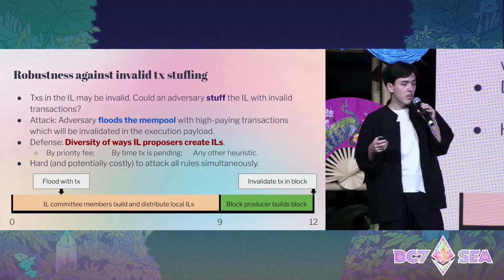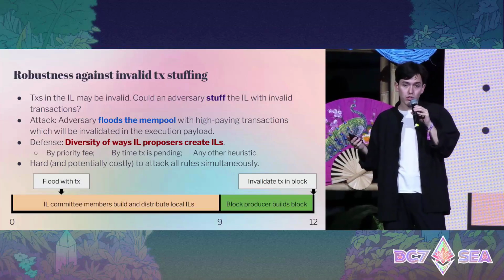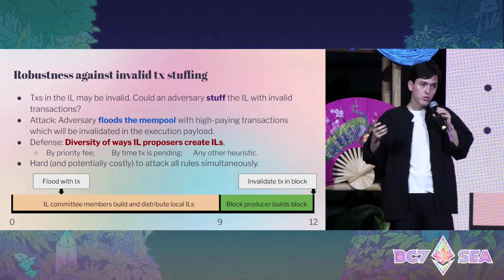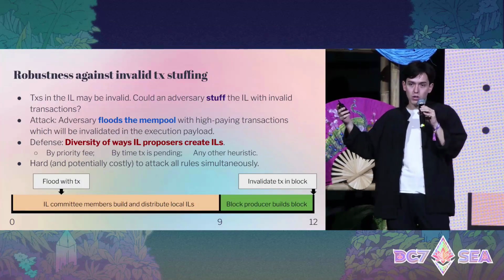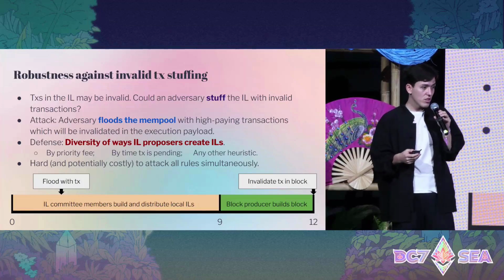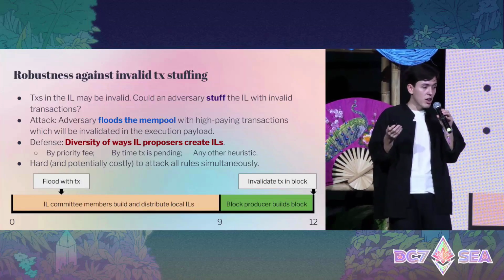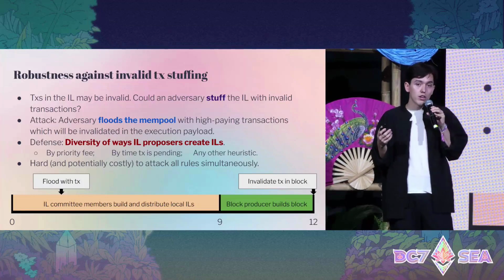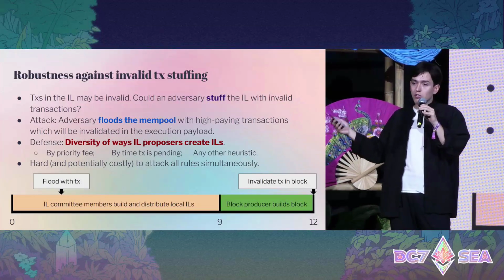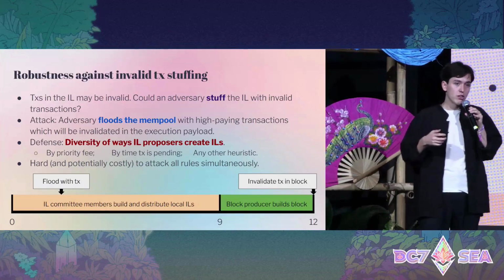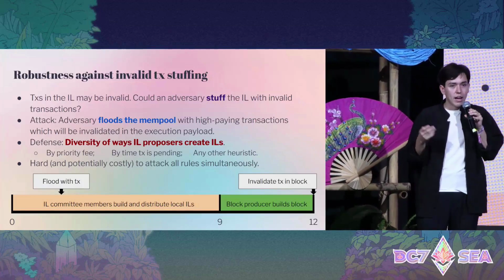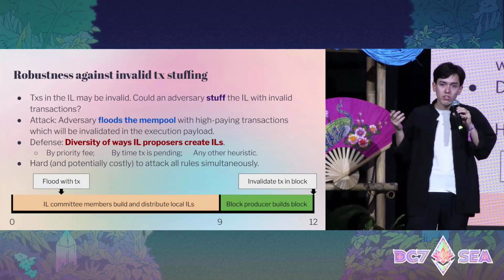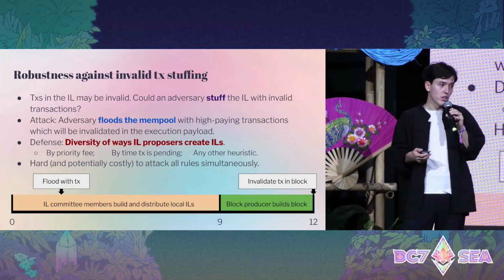So how we do it is inclusion list proposers are free to choose whatever inclusion rule that they like. So they're free to construct their inclusion list however they like. And clients can be an agent for them. So potentially one client prefers the way of creating inclusion lists by priority fee. Others may prefer to make inclusion lists based on how long transactions have been pending in the mempool. And others might use some sort of heuristic that they think is most valuable to create inclusion lists.